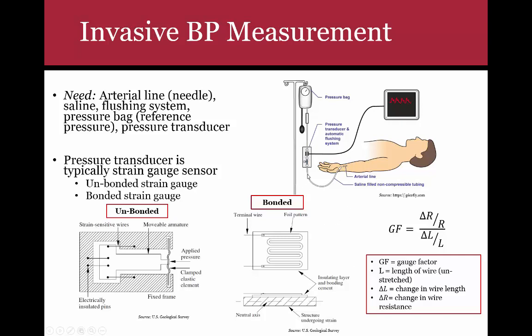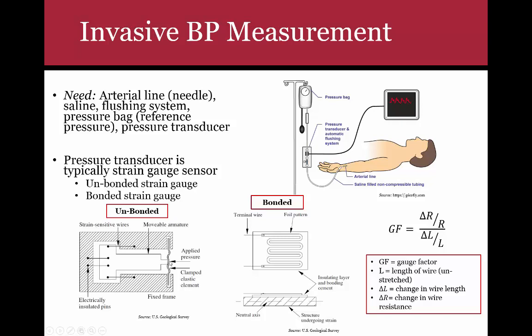And that transducer will then measure the pressure fluctuation in the line on a monitor. The transducer is pretty important. Usually you use the strain gauge to measure pressure, and the way it works is like this. There are two types: unbonded and bonded. You'll have a diaphragm that's interfacing with the fluid, in this case saline.